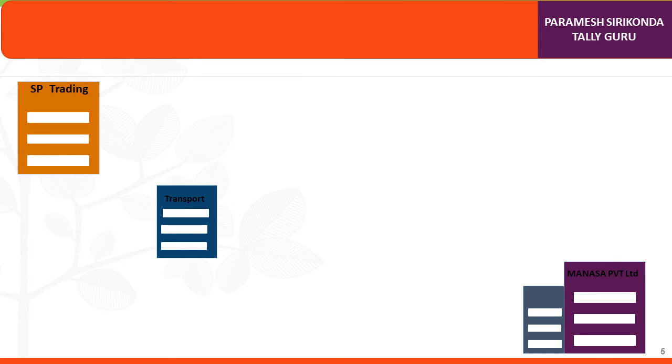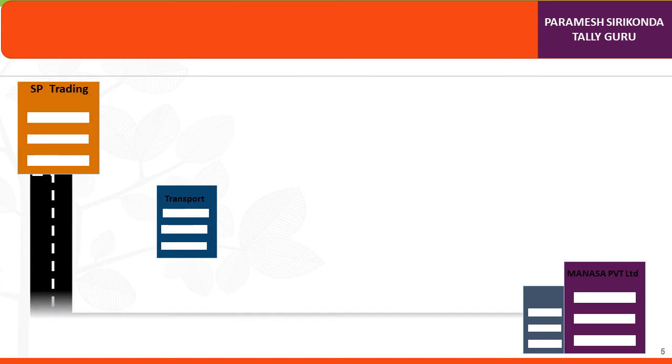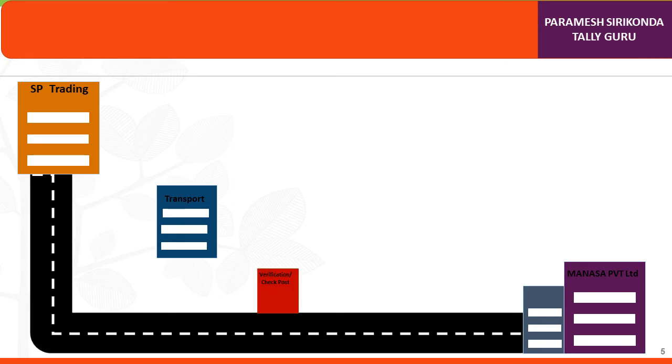Now they want to export through the road. We have the road facility there. It's wonderful, and as usual, on the road we get verifications. In common language we can call it a check post. Understood? Right. Now SP Trading has to hand over the goods to the transporter, and SP Traders hand over goods to the transporter to export goods to Mansa Private Limited Company.